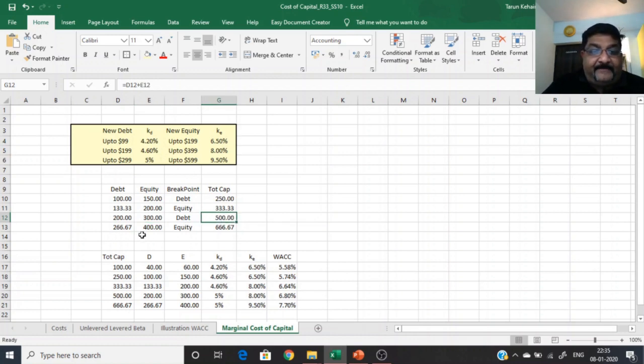And then when the equity touches $400, the equity cost again changes from 8% to 9.5%, and the debt is 2/3 of this, so that is 266.67, total capital 666.67.